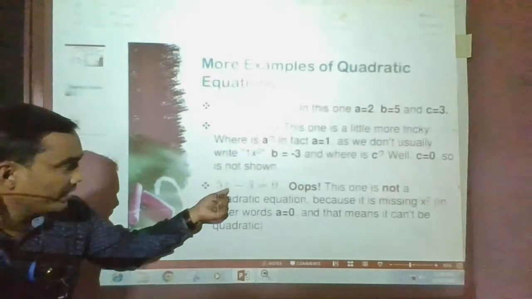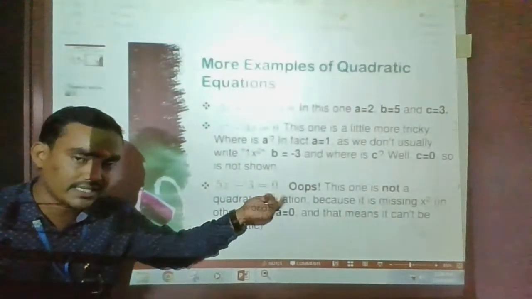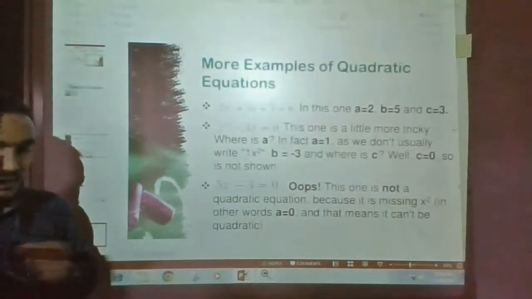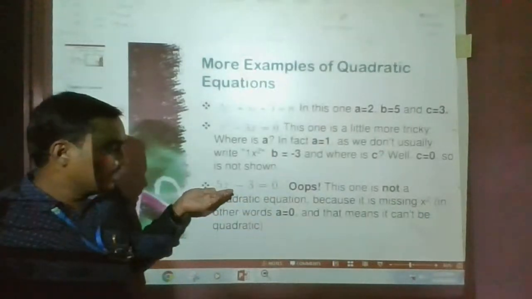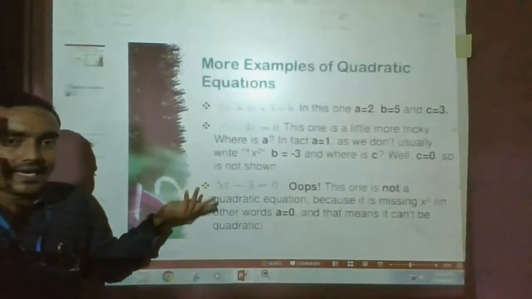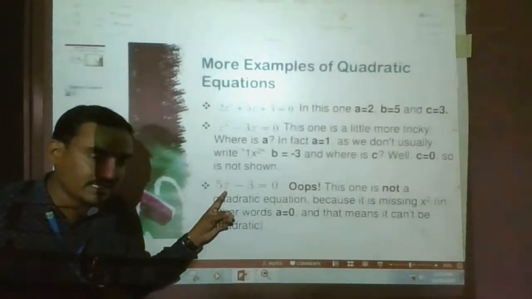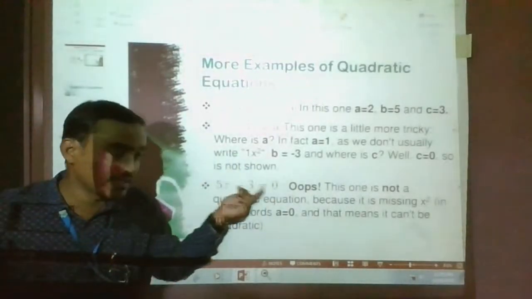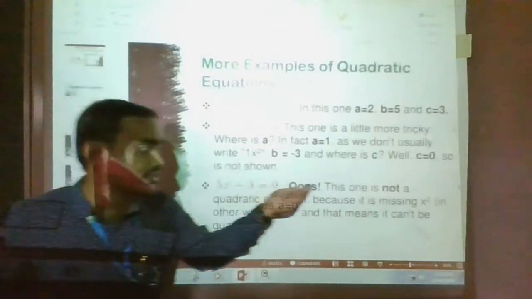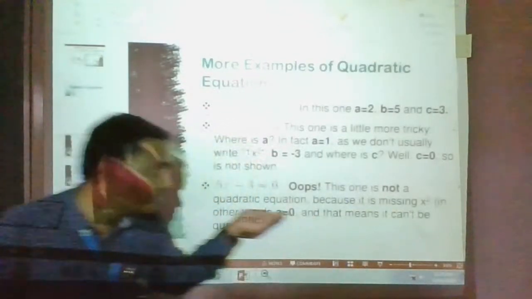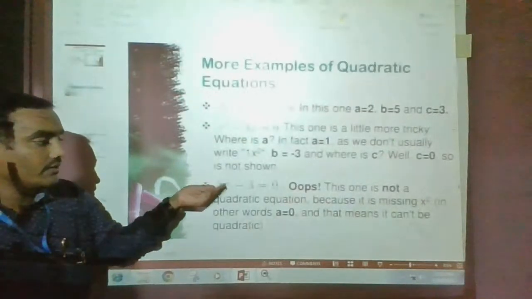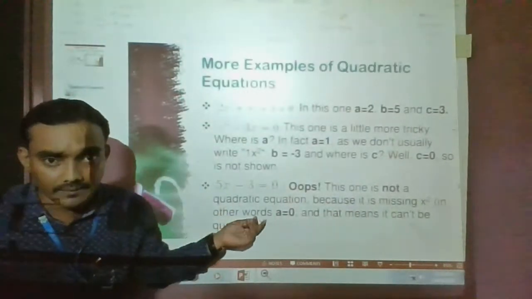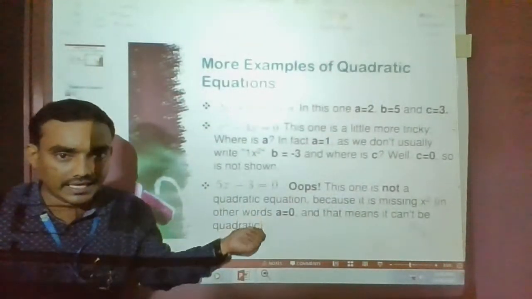Now, 5x minus 3 is equal to 0. Is it a quadratic equation or not? In the given equation, there is no x square term, only x is there. The power is 1, therefore it is not a quadratic, it becomes linear. Here the x square term is missing, therefore the given equation is not a quadratic equation. Is it clear?